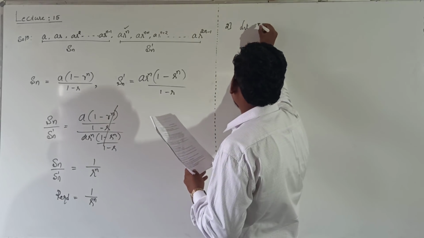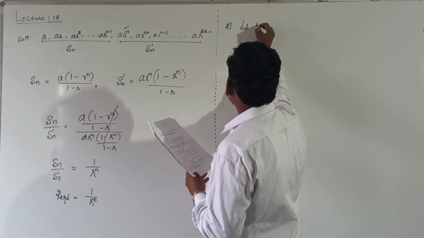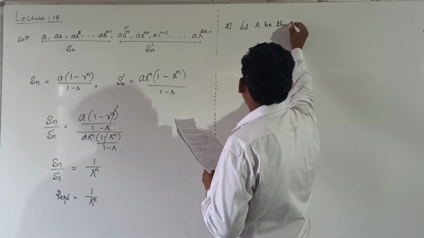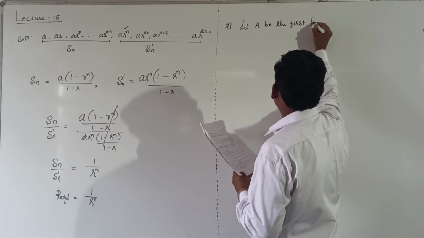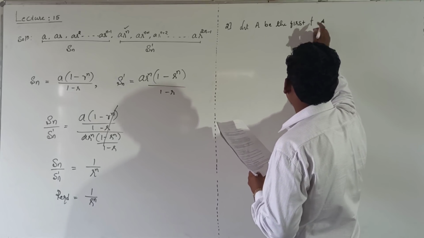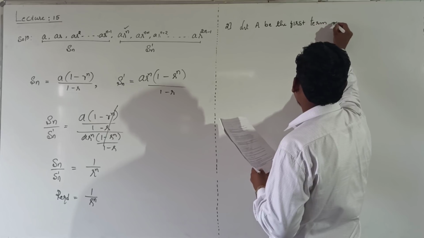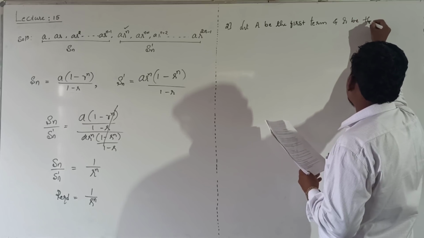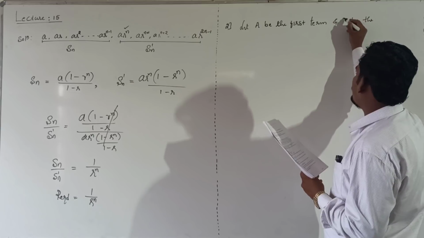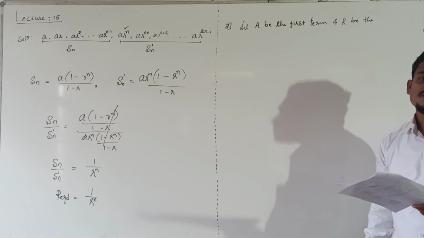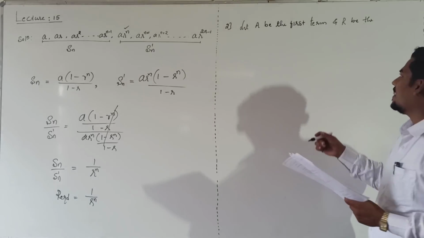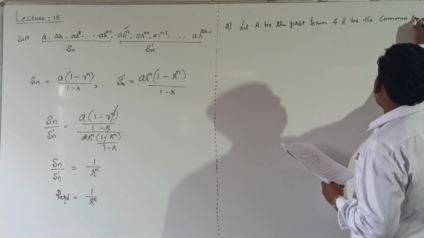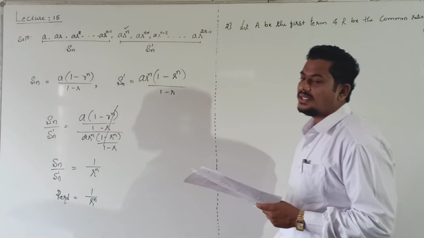Let capital A be the first term and capital R be the common ratio. Capital R is not small r. Already the small r notation is used up. So take another notation: capital A and capital R be the common ratio.